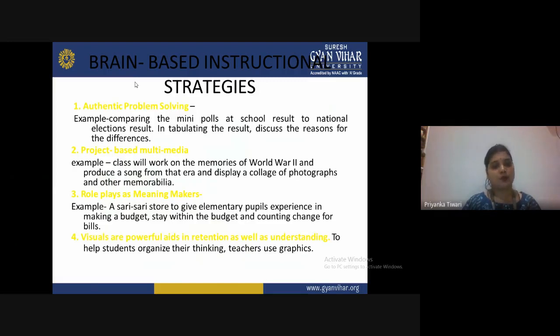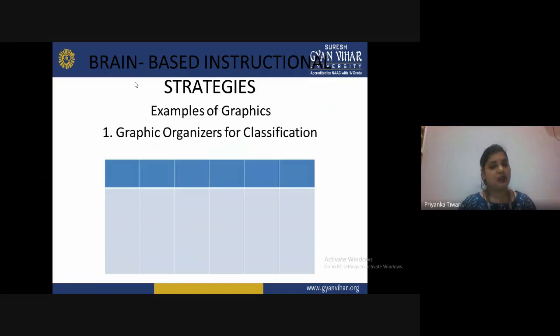the memories of World War II, produce a song from that era, and display a collage of photographs and other memorabilia. Role plays serve as meaning makers. An example is a Harris store to give elementary pupils experience in making a budget, staying within the budget, and counting change. Visuals are powerful aids in retention as well as understanding. To help students organize their thinking, teachers use graphing.